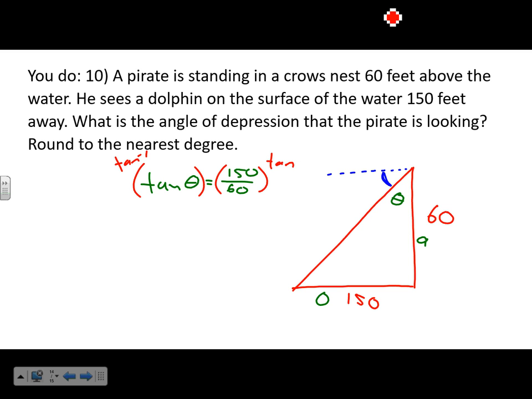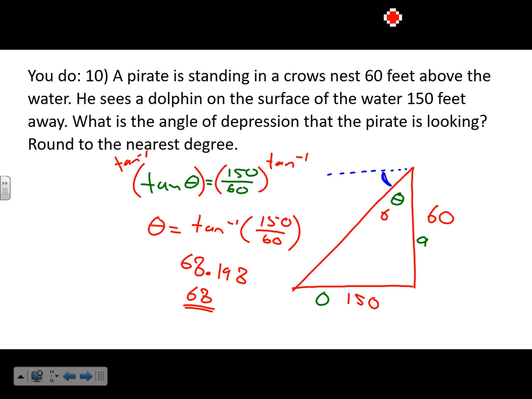hopefully you guys are getting pretty decent at this by now. The inverse tangent of 150 over 60. Type that out. Inverse tangent 150, whoops, is 68.198. Now again, we're rounding to the nearest degree. Just making sure. So again, that's not our answer.